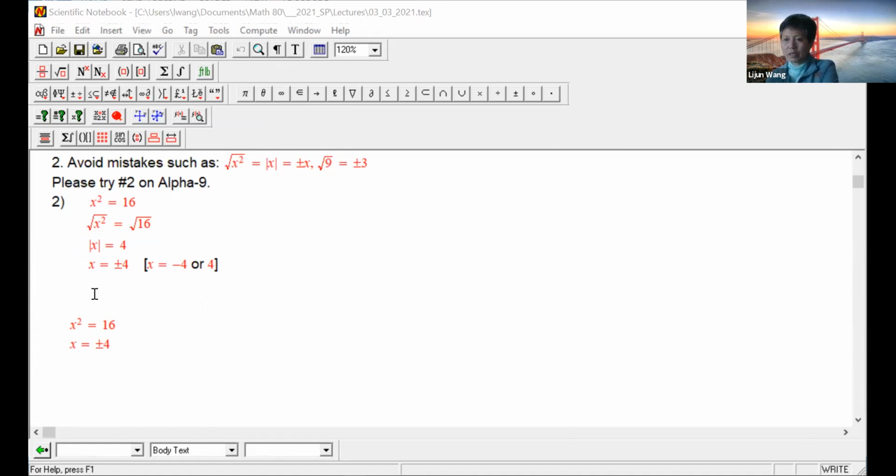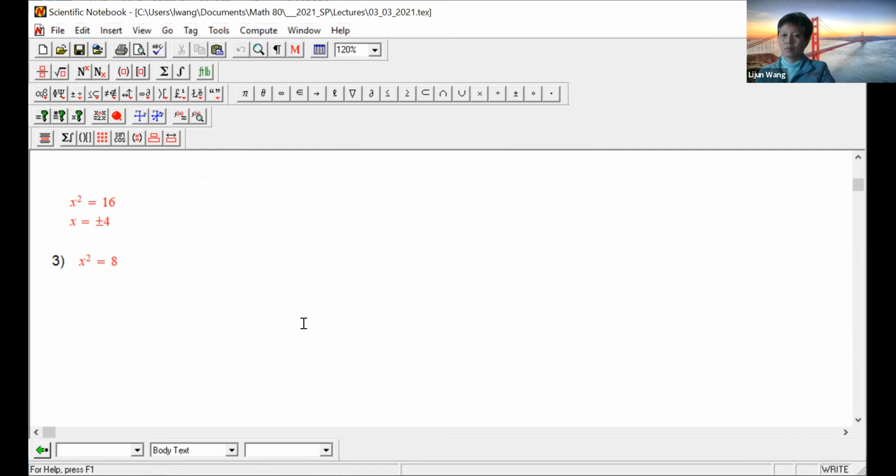We try number three. We have x squared equals to 8.